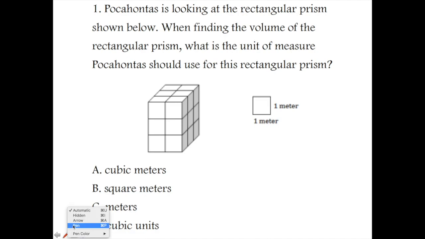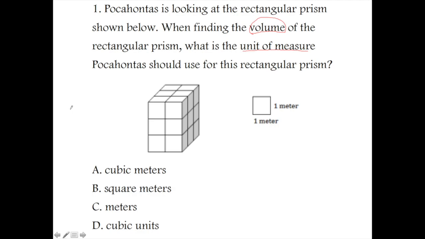Alright, first problem we're going to do together says, Pocahontas is looking at the rectangular prism shown below. When finding the volume of the rectangular prism, what is the unit of measure Pocahontas should use for the rectangular prism?